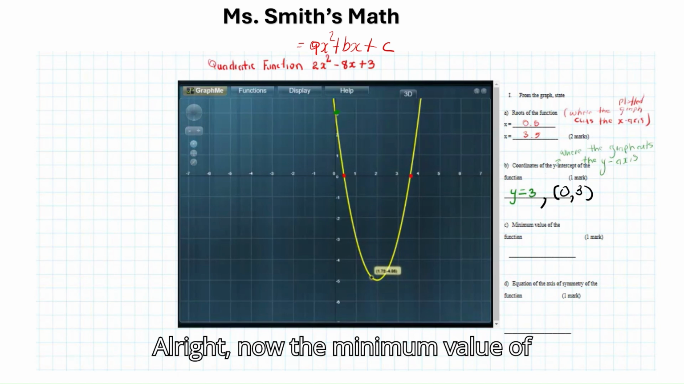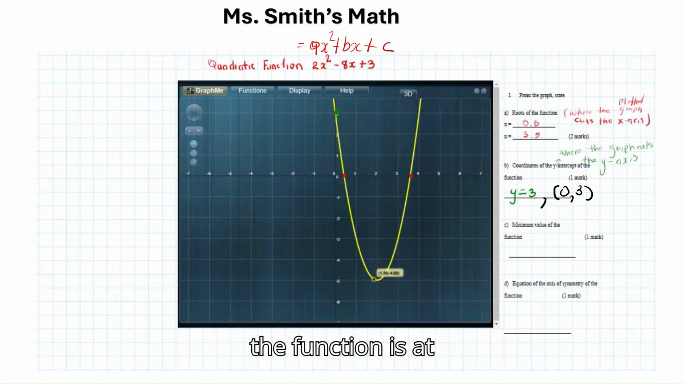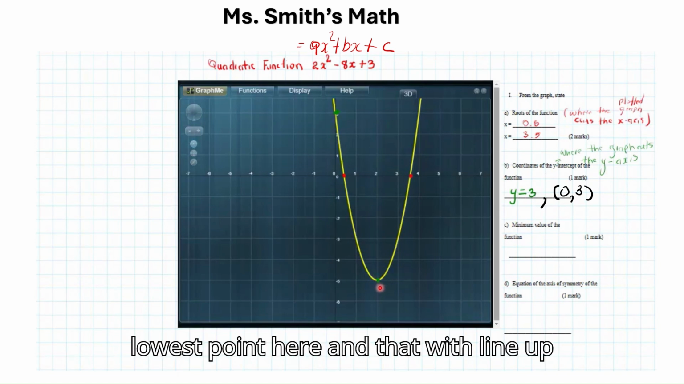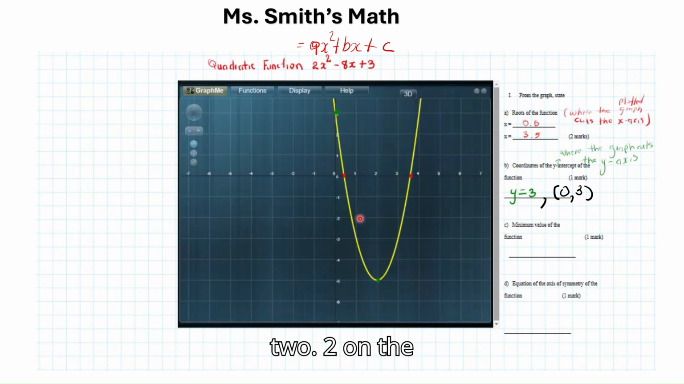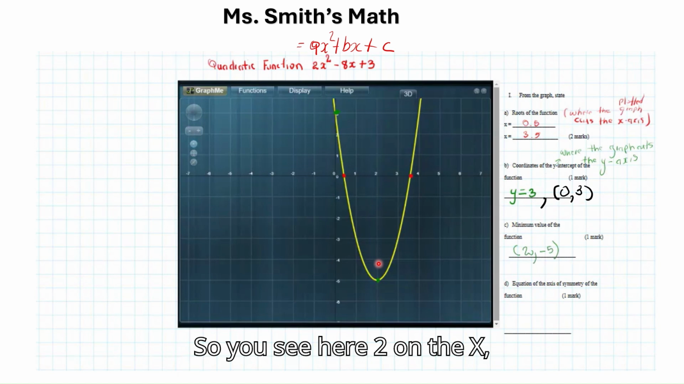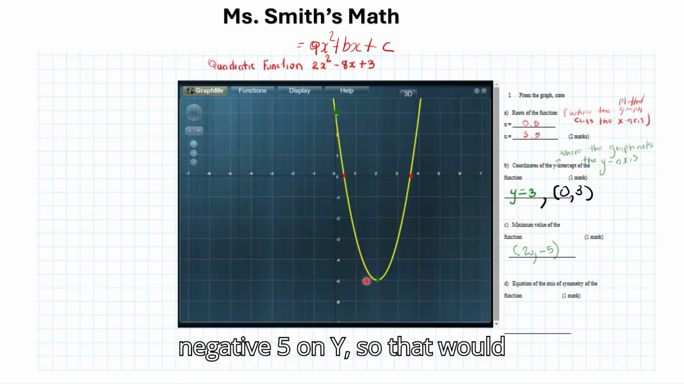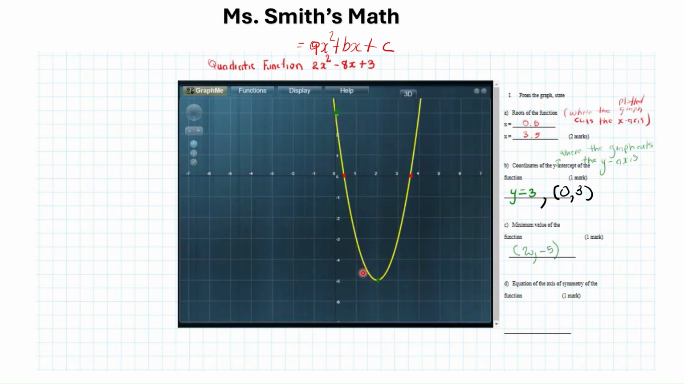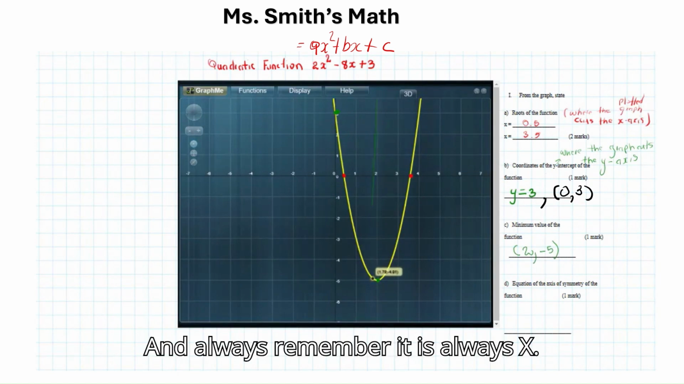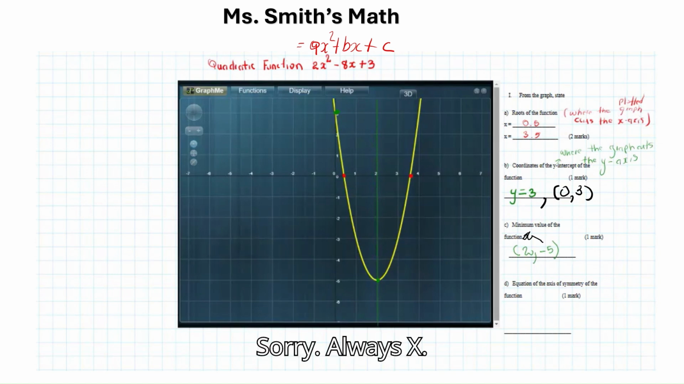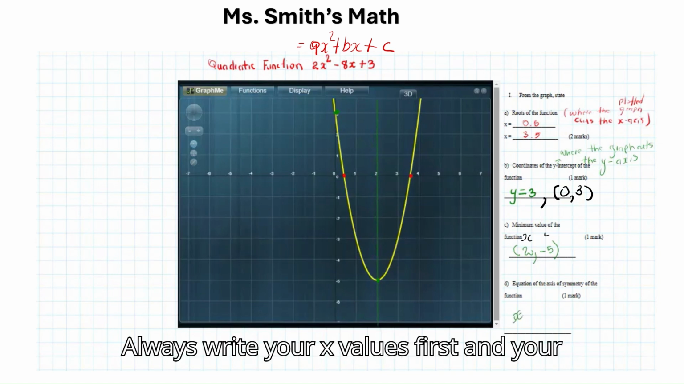Now the minimum value of the function is at this point here, the lowest point here, and that would line up to 2 on the x and about -5 on the y. So you see here 2 on the x, -5 on the y. So that would be a coordinate. And always remember, always write your x value first and then your y value.